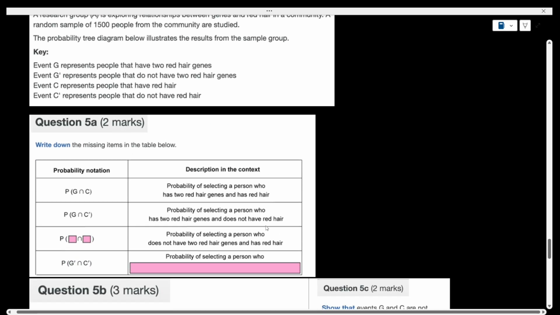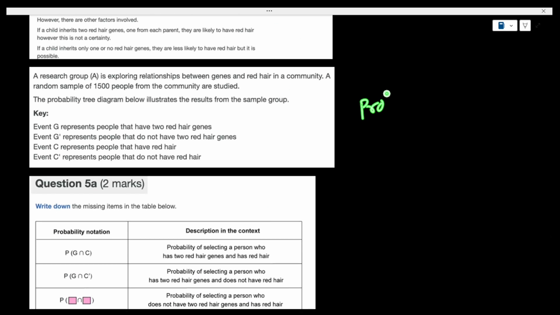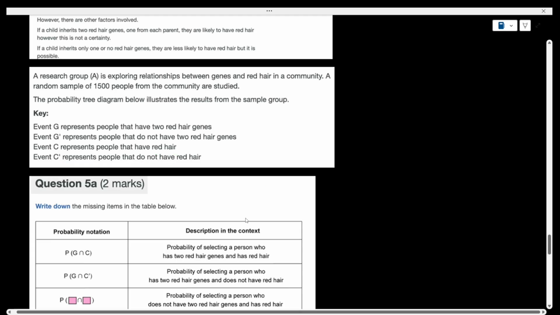So what are the keys here? This question is based on probability, right? So G represents people who have two red hair genes. G not, or G dash, represents people who do not have two red hair genes. C represents people who have red hair, and C dash, C complement or not C, represents people who do not have red hair. So we call G two red hair genes, G complement they do not have two red hair genes, C people that have red hair, and C complement people who do not have red hair. Now, what is given here?